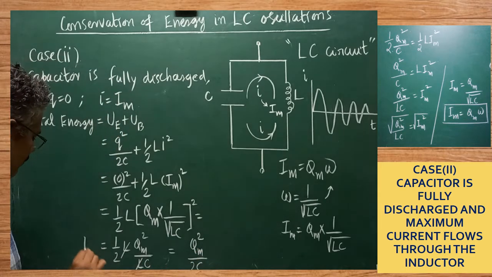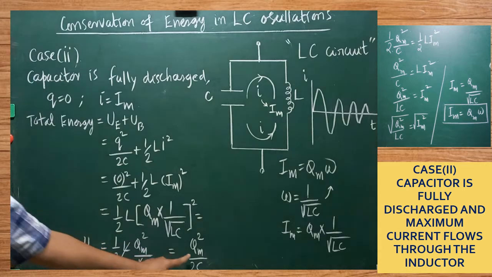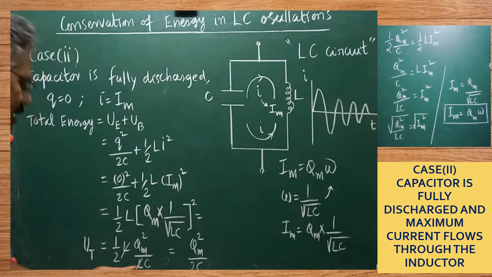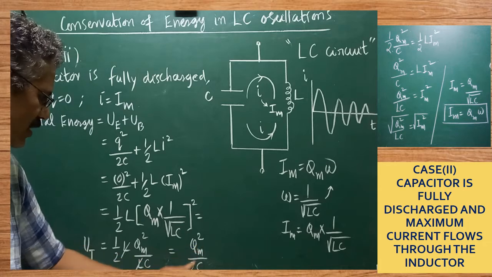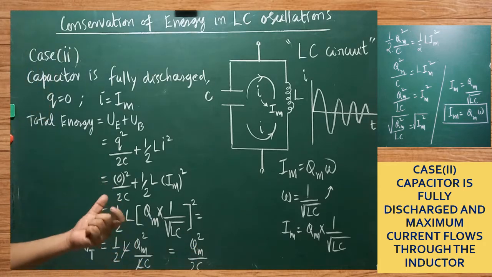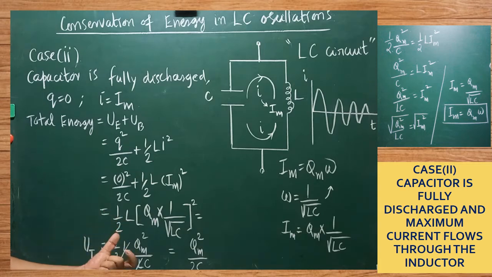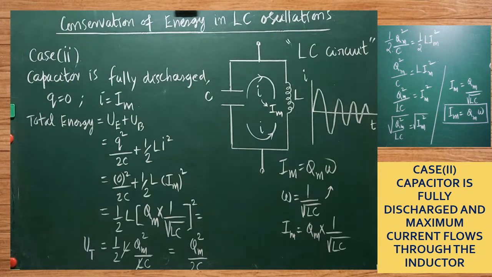So this is the expression to calculate the total energy. In case 1 also, we got the same expression, Qm square divided by 2C. In case 2 also, we have got the same expression, Qm square divided by 2C. It shows that the energy is conserved. There is no change in the energy. The energy is constant and its magnitude is given in terms of Qm square divided by 2C.